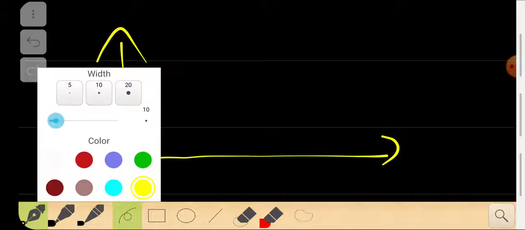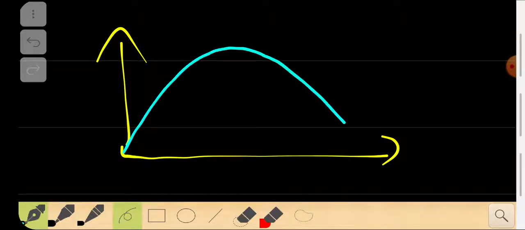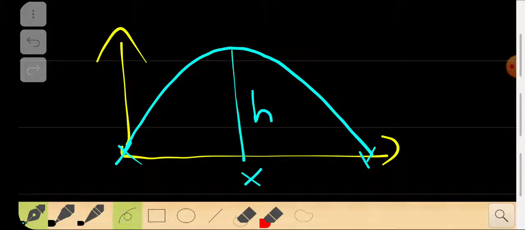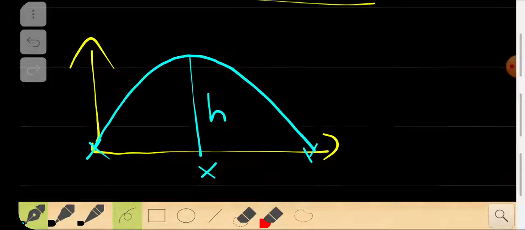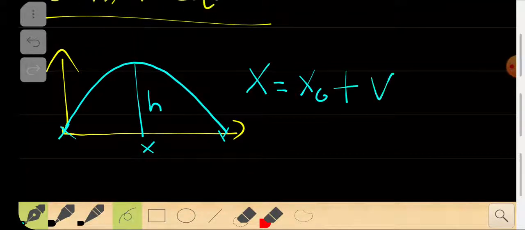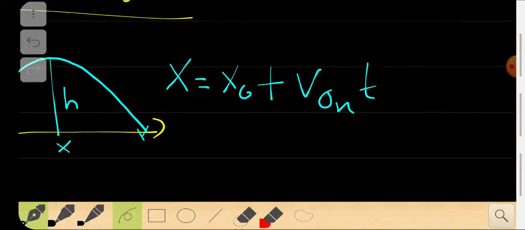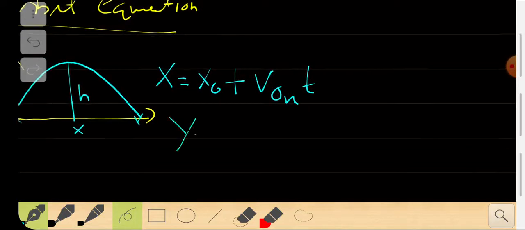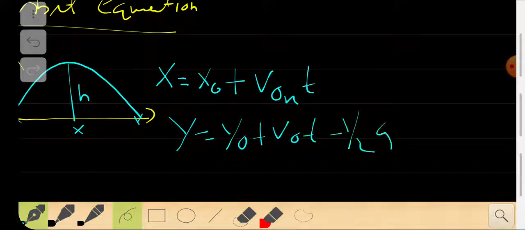Going into the orbit equation, you can see that if you have a projectile, you are throwing a ball from this point to this point. This is the range and this is the height. When you do that, you can easily write down the equation of motion, which is the position equation. In the x-axis there is no acceleration, no gravity, so x equals x0 plus some initial velocity v0 in the x direction times t. In the y direction, y will be equal to y0 plus v0 t minus half g t square.